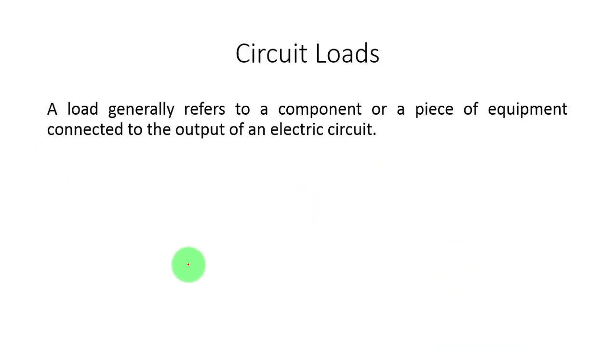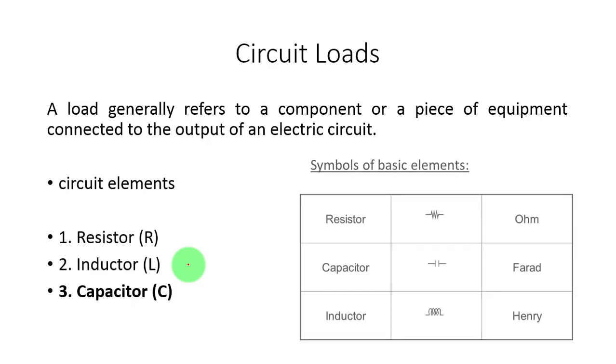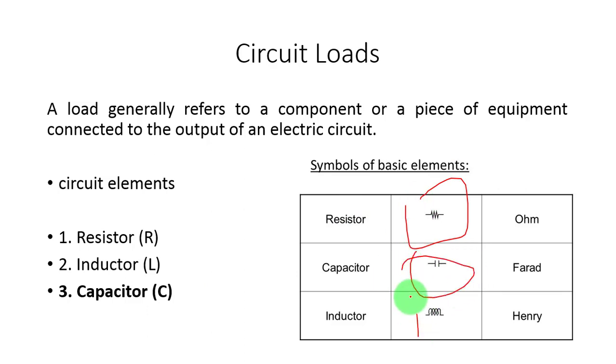Now there are some kinds of circuit loads and components. You can see here elements like resistance, inductor and capacitor. These are the loads. The basic elements are resistance, capacitor and inductor. You can see the symbols of resistance, capacitor and inductor, and these are their units. What is the unit? The unit of resistance is ohm, capacitor is farad, and inductor is henry.